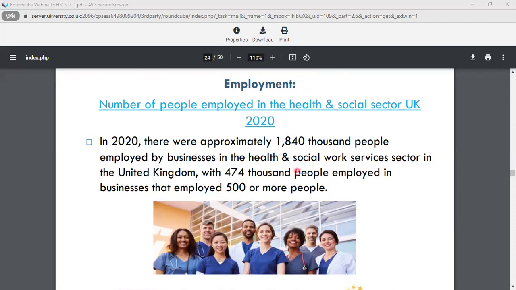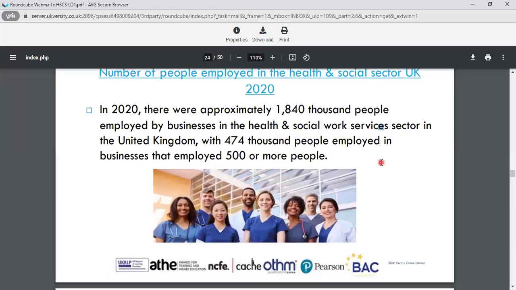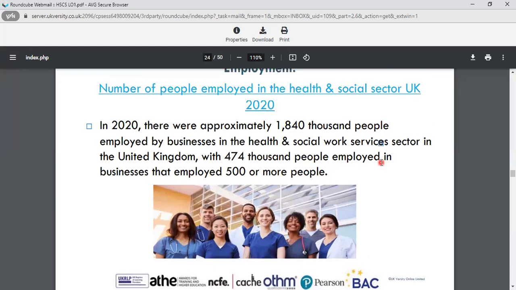Yeah. So in 2010, there were approximately 1,840,000 people who were employed by the business and health and social work services sector in the UK, with 474,000 people employed in businesses that employed 500 or more people. This is because obviously there were more jobs being given to people.